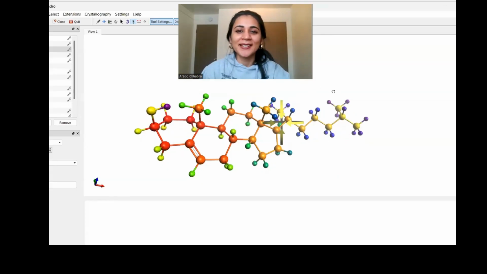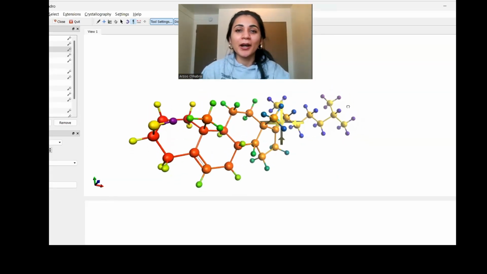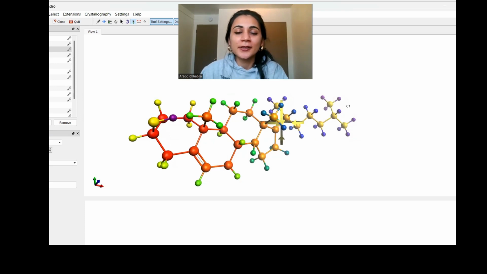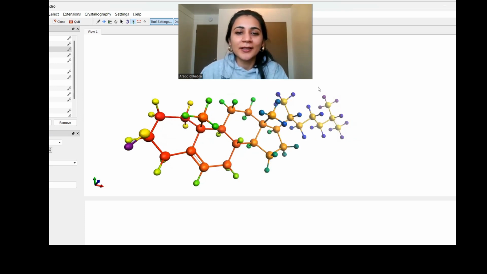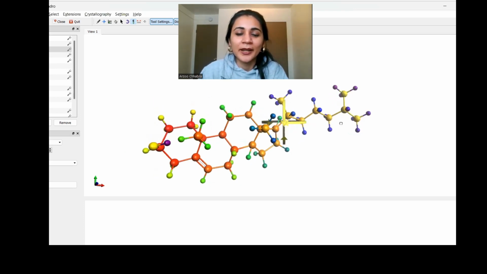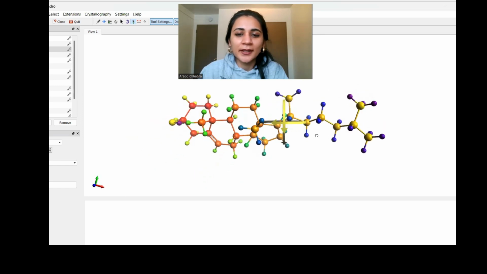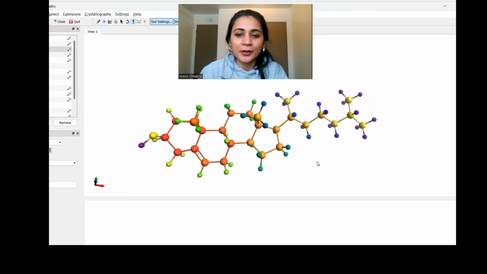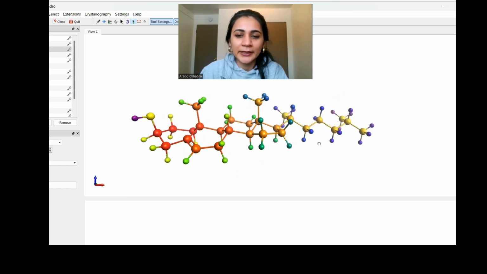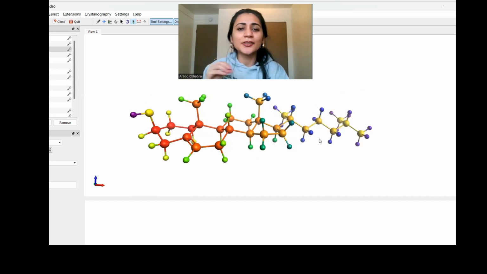Hello, everyone. So today we're going to talk about the stereocenters present in a molecule. And the molecule that I've chosen today is a cholesterol molecule. Okay, so what we see here is a molecule of cholesterol, right? And cholesterol is that bad thing that makes us sick when we get older with age, right?